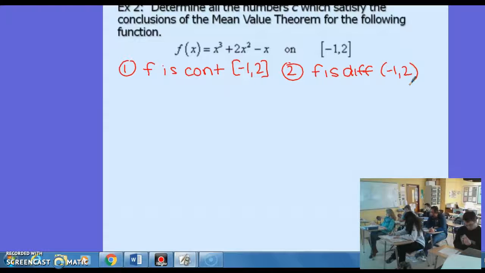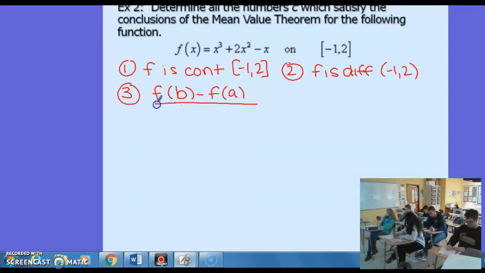I no longer need f of a to equal k to equal f of b. Now what I want in 3 is to find the slope of the secant. So I want to find f of b minus f of a all over b minus a. So what that means is we're going to find f of 2 minus f of -1 all over 2 minus negative 1.